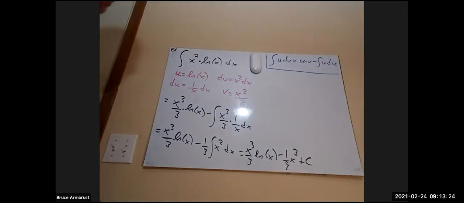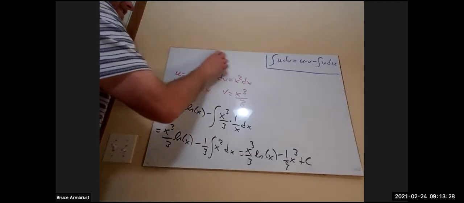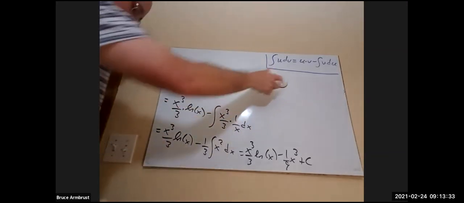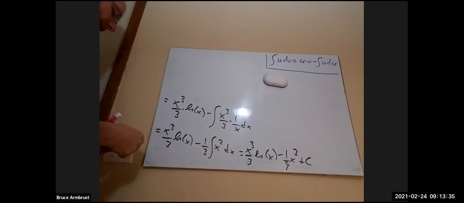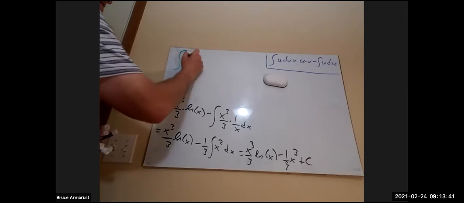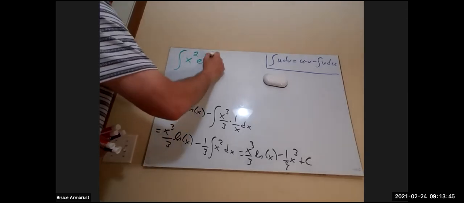Okay, so let me show you some quirks. So let's look at this guy. It's probably not going to seem like it's much of a quirk, but let's try the integral of x squared e to the x.